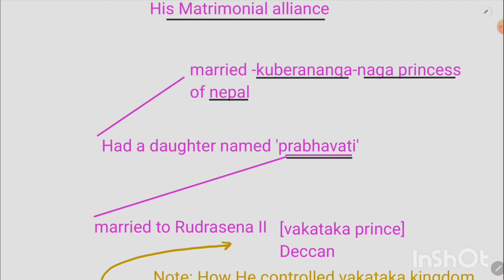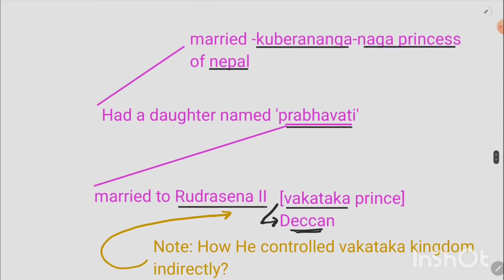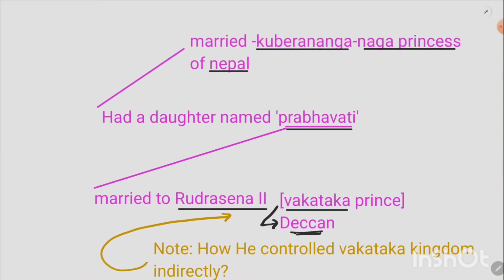Okay, they both had a daughter, namely Prabhavati. This Prabhavati, the daughter of Chandragupta II, was married to the ruler Rudra Sen II. Rudra Sen II was the prince of Vakataka. Actually, Vakataka was a great empire during that time in the Deccan part. This is how he was successful in indirectly controlling the Vakataka kingdom that belonged to the Deccan area.